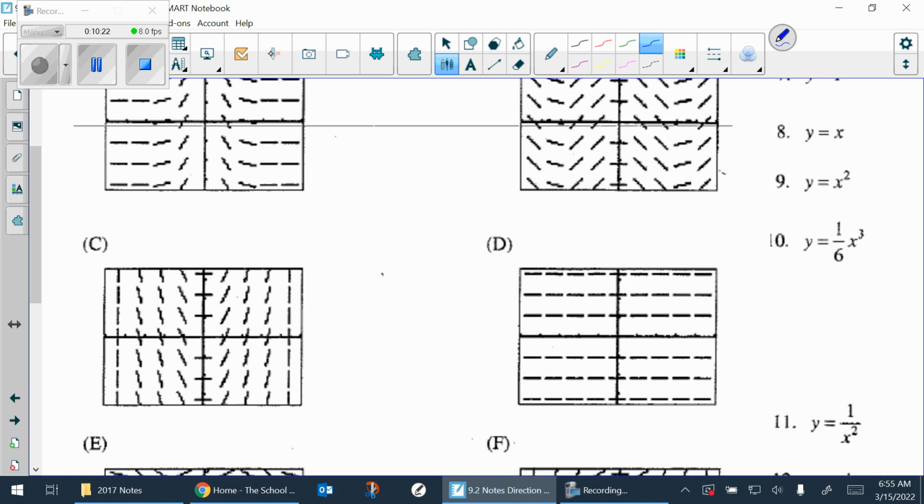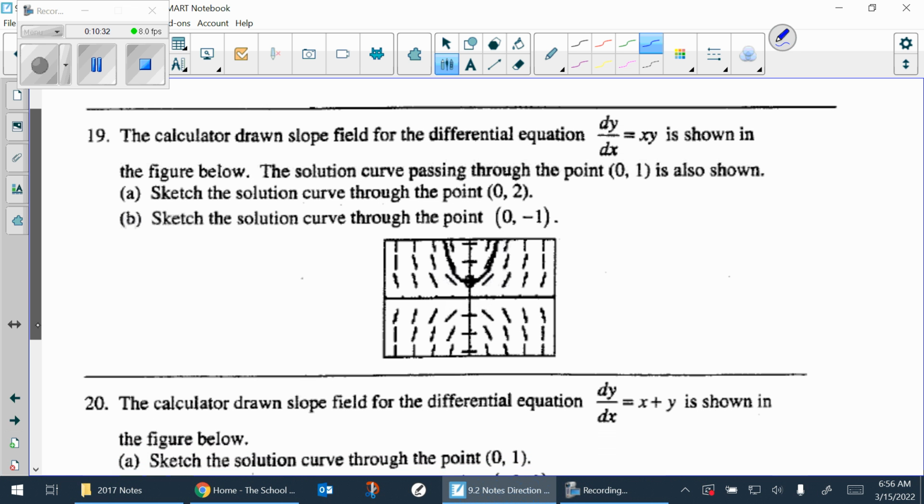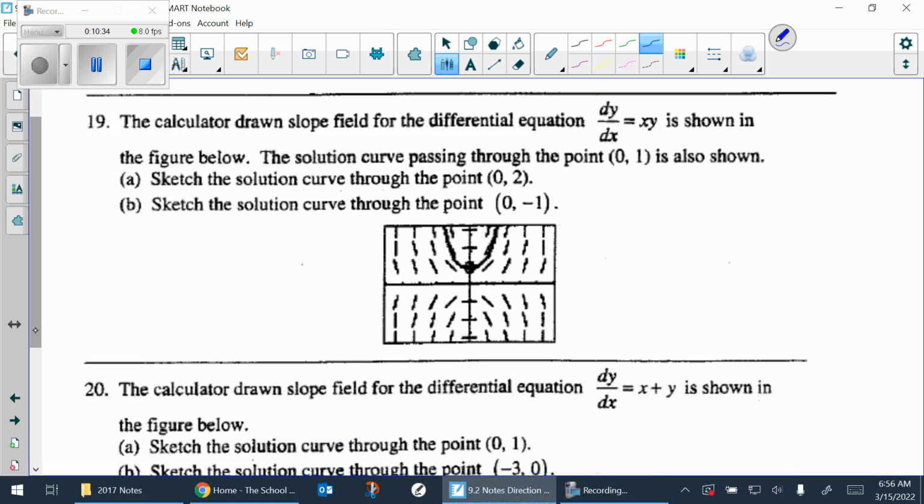And one more that I'd like to do with you, and then I'm going to just let you work on the rest of this on your own. That's number 19. It says that the calculator, and there's actually a program you have on your calculator, but we won't have it for our purposes. But there actually is a program that you can put on your calculator that you can have it draw a slope field for you. And here we are told that the slope is already drawn for us. It's equal to x times y.